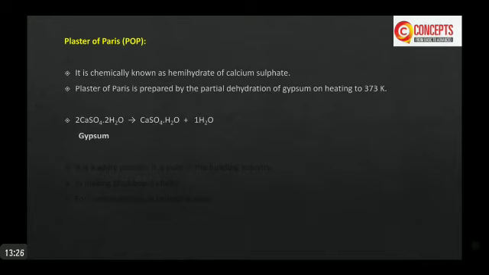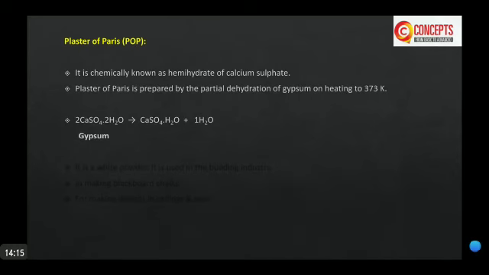Plaster of Paris, or the short form POP, contains half a molecule of water of crystallization. It is represented by the formula CaSO4.½H2O. Half a molecule of water of crystallization means that one water molecule is shared by two formula units of CaSO4. Hence we also represent its formula as (CaSO4)2.H2O.